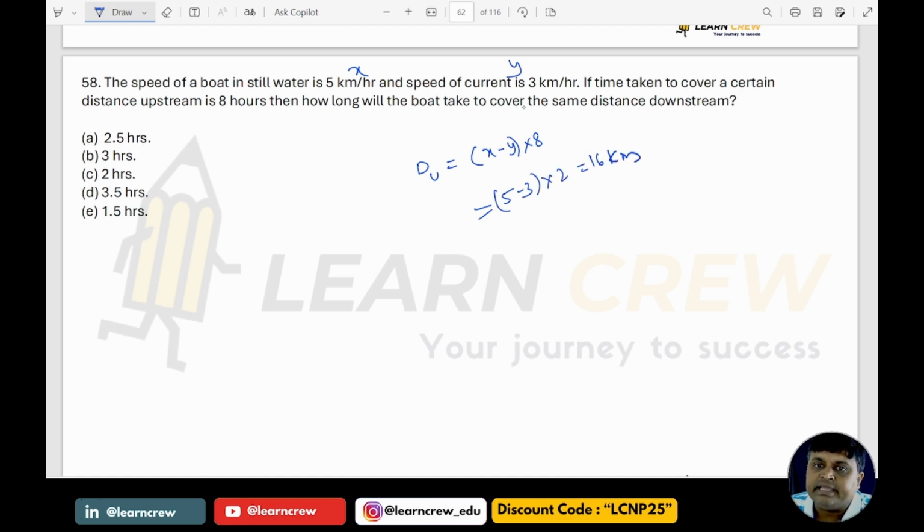How long will it take to cover the same distance downstream? Time is equal to distance by speed. So, it takes 2 hours.